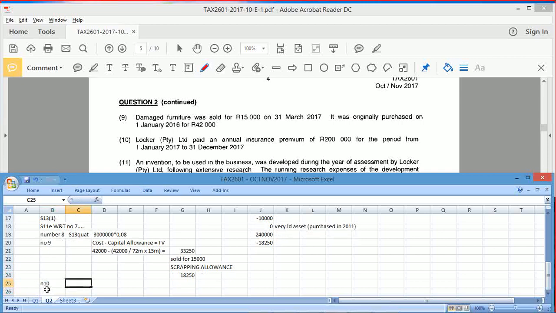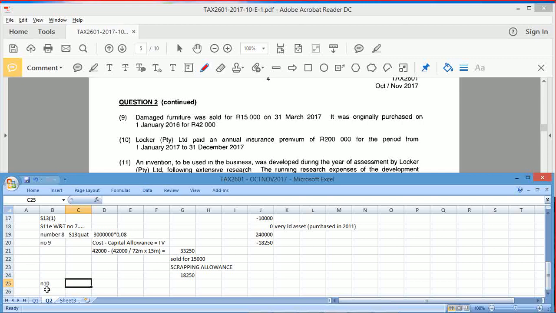This is the prepaid insurance story. Okay, this is looking at that whole 100,000 thing and the time frame associated with it. Remember that? Yes, sir. Okay, so Locker paid an annual premium of 200,000 for the period 1st of January to 31st December. Okay, how many months in the current year? 3 months. January, February, March. Do you agree? 9 months is outside.